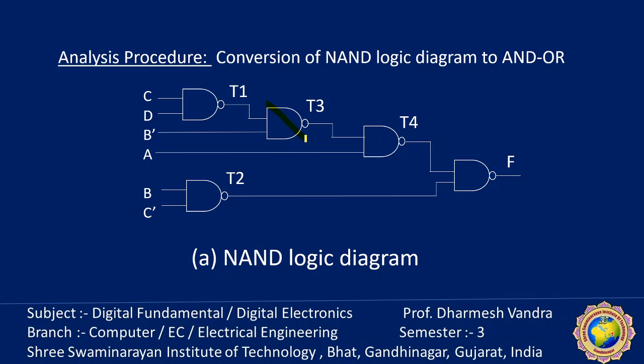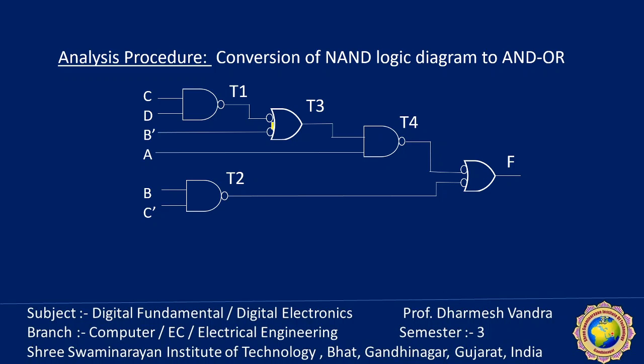So here, what we do, T3 and T2 are there. We can convert this into the invert-OR logic. So this one and this one, the NAND is replaced by the invert-OR gate. Here we see that this bubble can be removed. The meaning is the same, B' can be converted. So the bubble can be removed. Here, this bubble can also be removed, and this bubble will be removed.